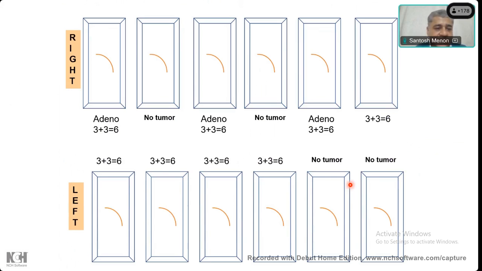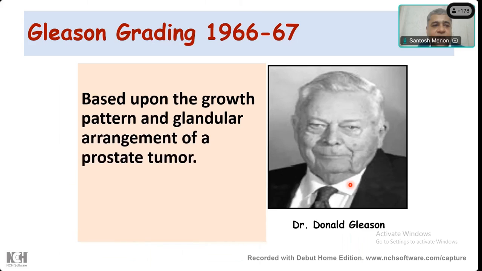Some of the cores I have labeled as adeno, which is showing adenocarcinoma. And below that, I have written something which is mathematical. What does that mathematics represent? Gleason score, or modified Gleason score. Okay, fine. So we will now learn about Gleason scoring.